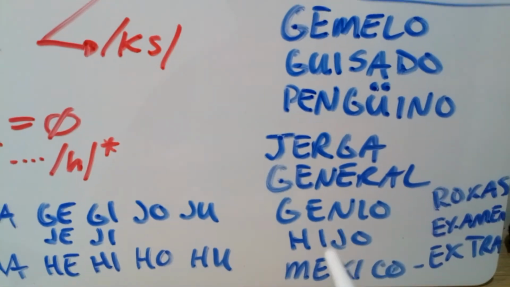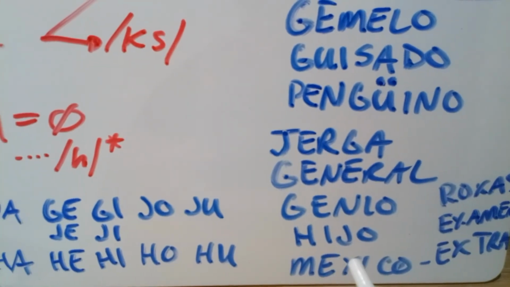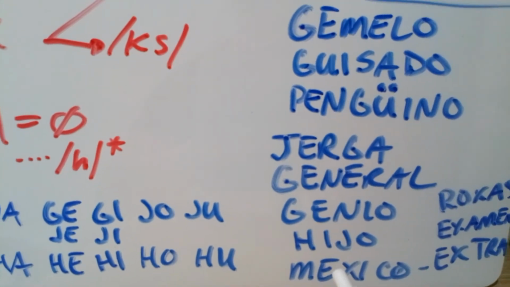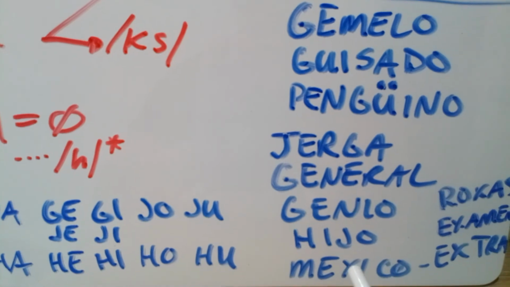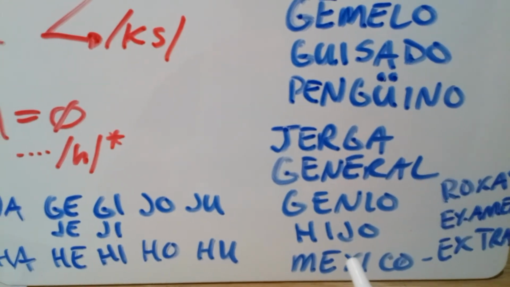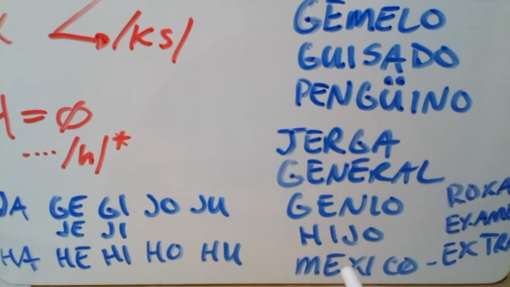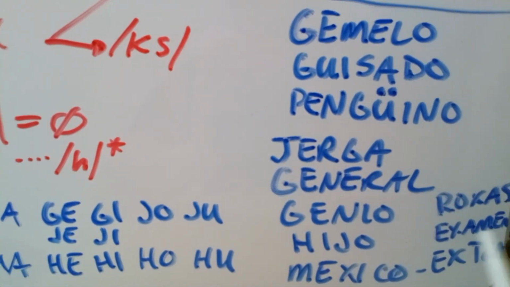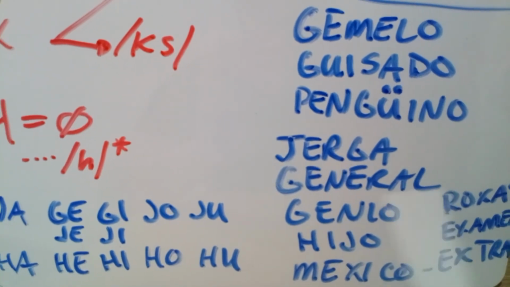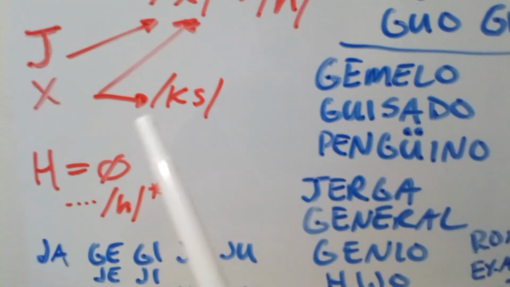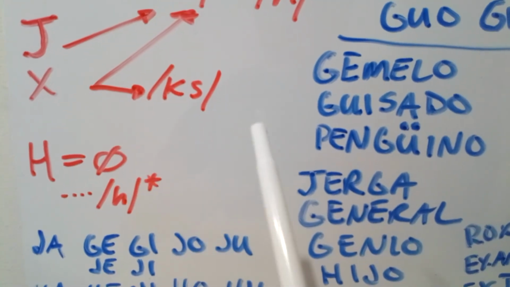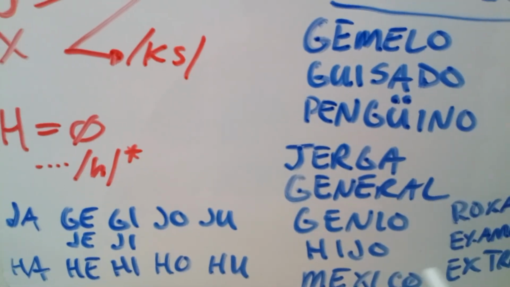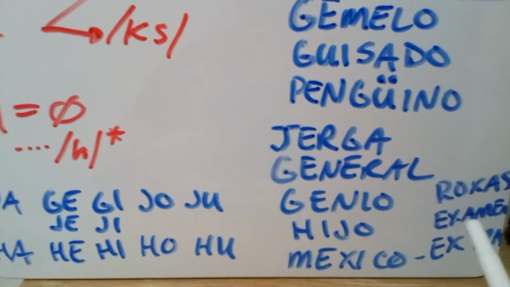We have hijo. Mexico, that X, again, we talked about that X, it can be pronounced as an H or an X, depending on the situation. And that's something you have to know by heart. You have to commit to memory where the X gets pronounced as an X or an H. Rojas, examen, extra, right? So we have those sounds for the X. Remember, this X is a KS sound together. You will hear examen, extra, but you will never hear it with a voiced sound.